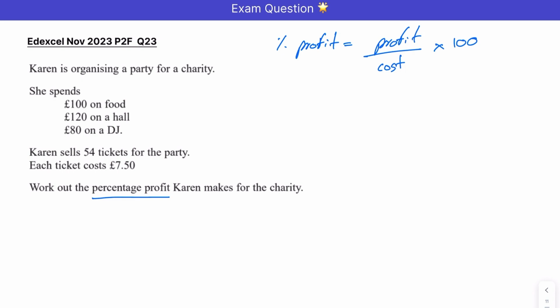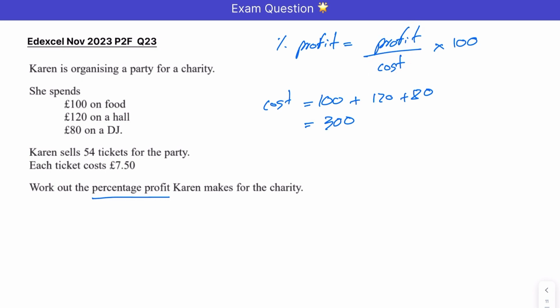So how much did organizing the party cost? Well, we've been told that Karen spends this much money. So if I just write the word cost here to find out the cost, that's just going to be 100 plus 120 plus 80. So that's 300. So we've figured this bit out now. We know what the cost was. We just need the profit, and we've solved this.